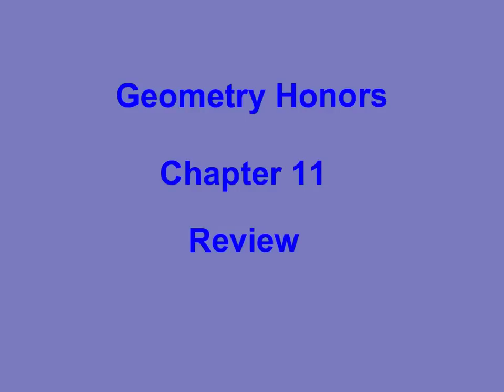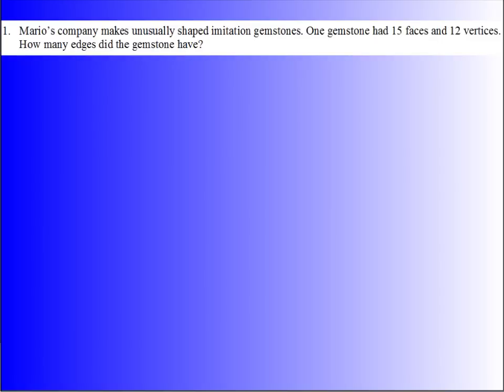Welcome to your review for the Geometry Honors Chapter 11 test. The first problem we're going to look at is a small word problem, but the problem itself is really quite easy. Mario's company makes unusually shaped imitation gemstones. One gemstone had 15 faces and 12 vertices. How many edges did the gemstone have?